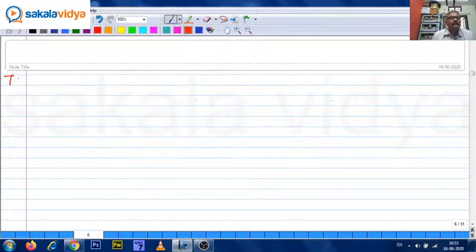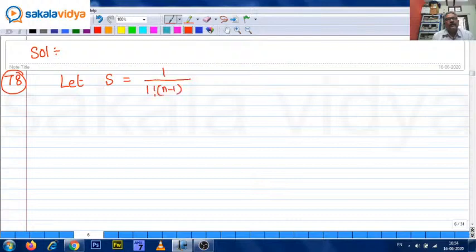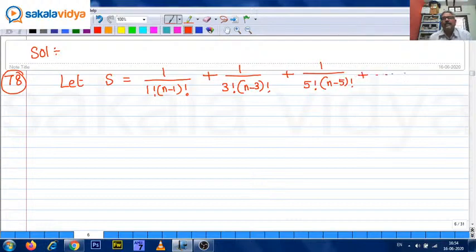78. Solution. Let us say S equals the required sum: 1 upon 1 factorial and n minus 1 factorial, plus 1 upon 3 factorial and n minus 3 factorial, plus 1 upon 5 factorial and n minus 5 factorial, plus so on, up to 1 upon n minus 1 factorial and 1 factorial.